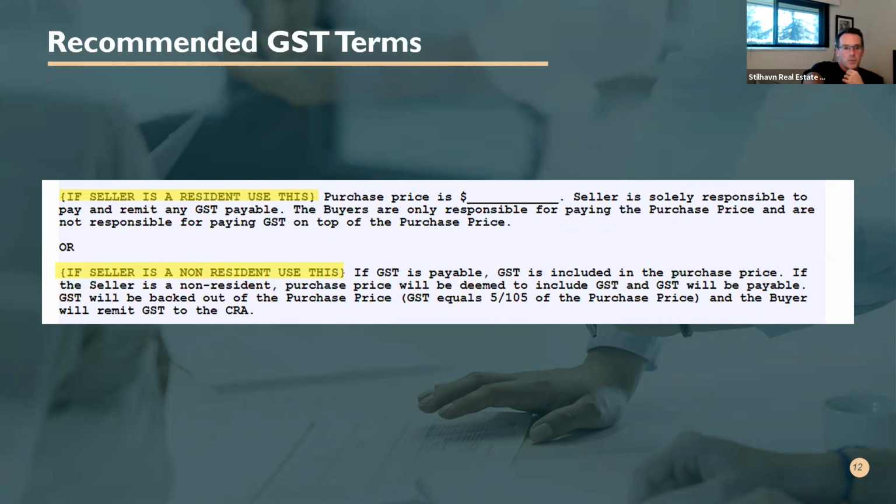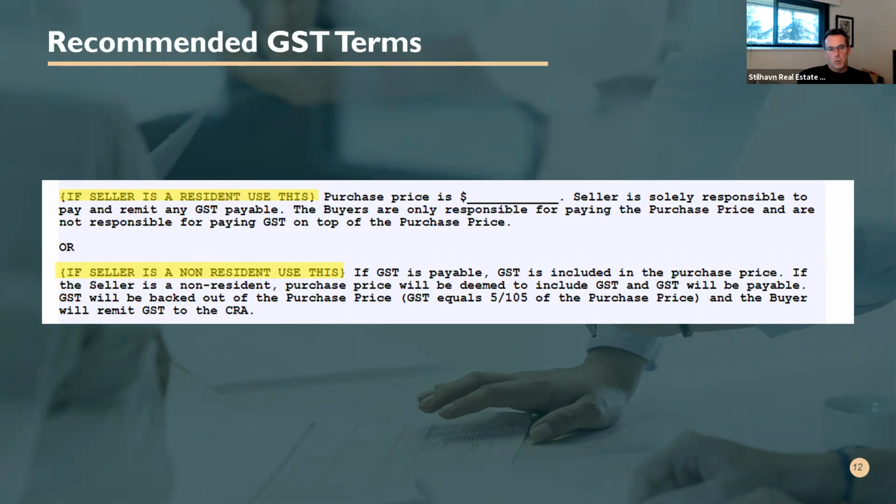If the seller is a non-resident, the purchase price will be deemed to include GST, and GST will be payable. GST will be backed out of the purchase price. GST equals this, that's just for calculation. And the buyer will remit GST to CRA, because they're responsible to the CRA if it's a non-resident. So I just want to make sure everyone understands that.